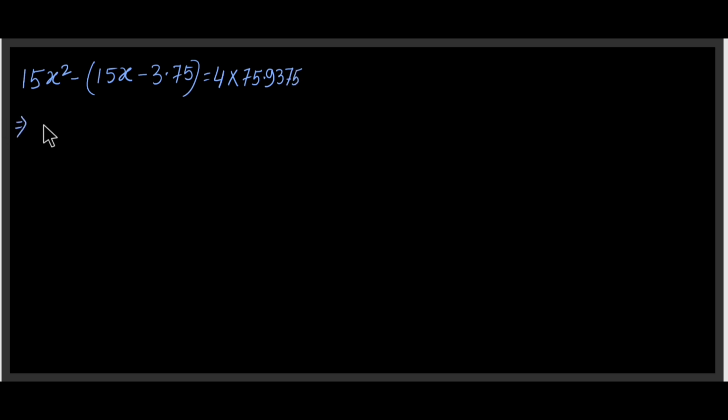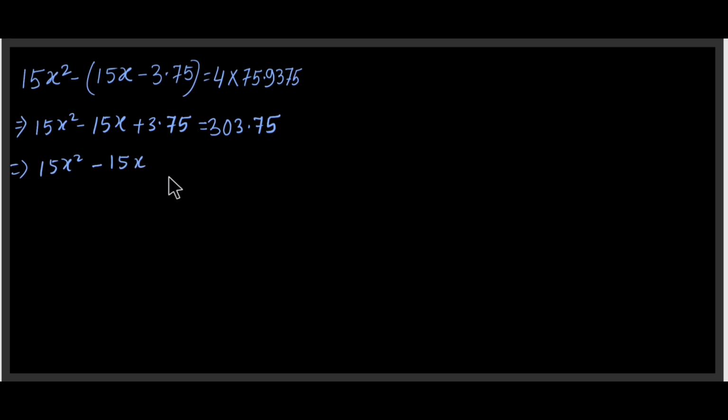Now clearly it is 15x square minus 15x plus 3.75 equal to 303.75. So 15x square minus 15x is equal to 300. Now x square minus x is equal to 20. So clearly x square minus x minus 20 is equal to 0.